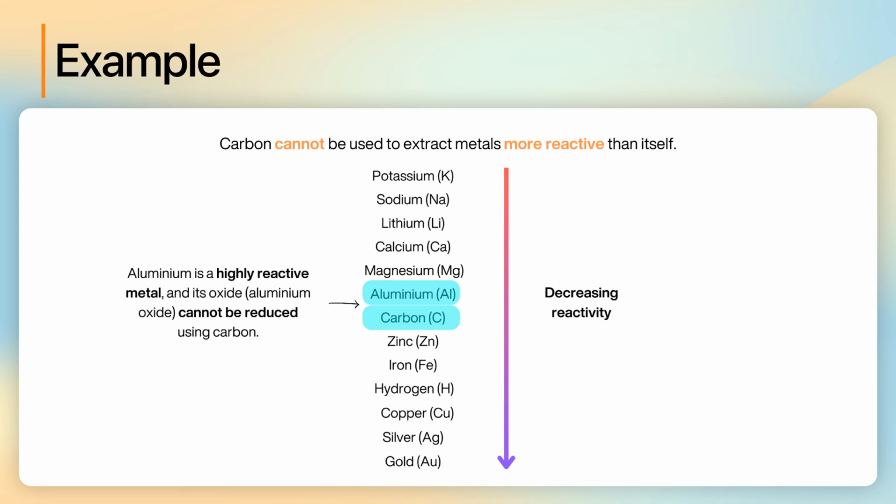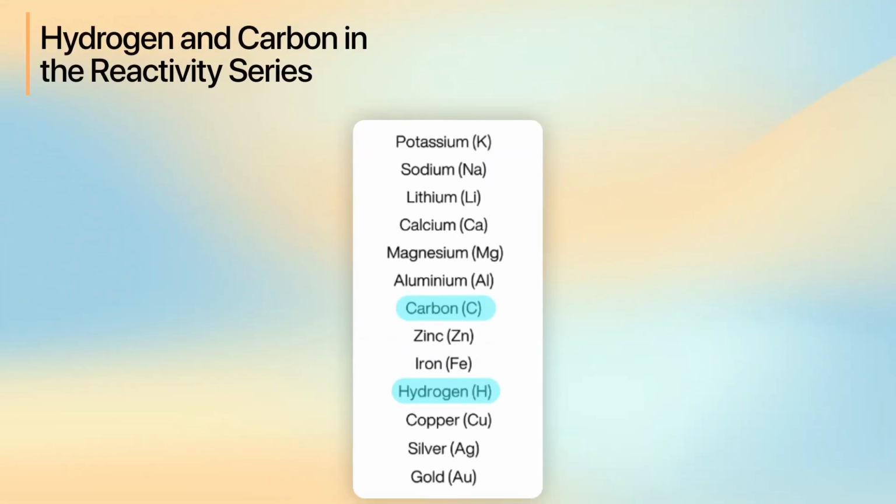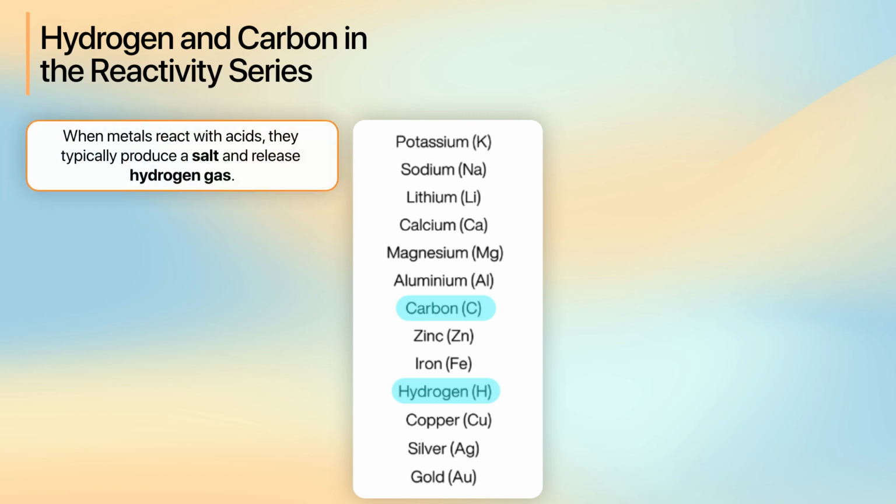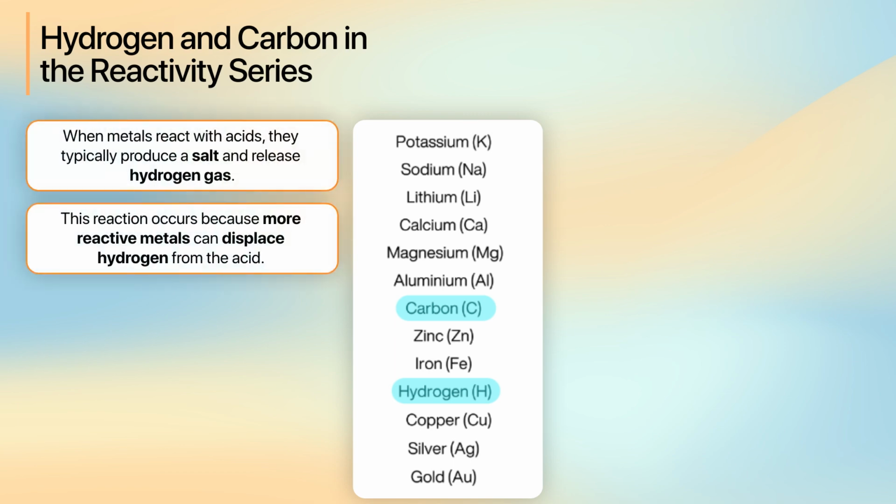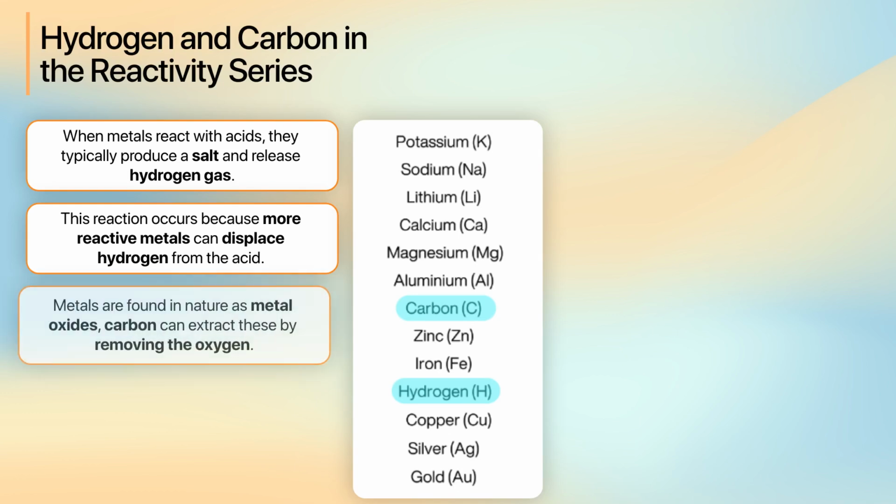In today's lesson, we delved into why hydrogen and carbon are included in the reactivity series and their significance. Hydrogen is important in reactions of metals and acids. These reactions occur because more reactive metals can displace hydrogen from the acid. Carbon has a role in reducing metals. It can remove the oxygen from metal oxides found in nature.